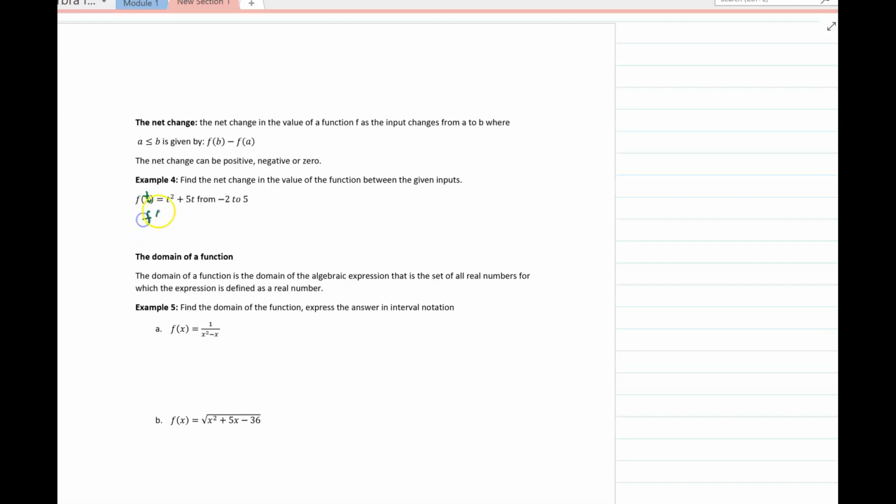First, we calculate f of 5. Next, f of negative 2. So the net change here is equal to 50 minus negative 6. And that is 56.